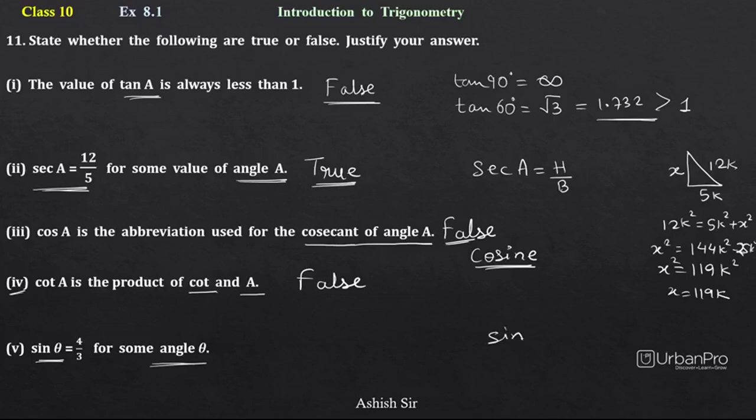Then coming to the fifth one, sine theta is 4 by 3 for some angle theta. So for that, we understand the value of sine theta. Sine theta is perpendicular by hypotenuse. Now, if it is given that it is 4 by 3, that means perpendicular is 4 and hypotenuse is 3. So this is not possible because hypotenuse is the longest side in a triangle and it cannot be smaller than the perpendicular. So this statement is false.